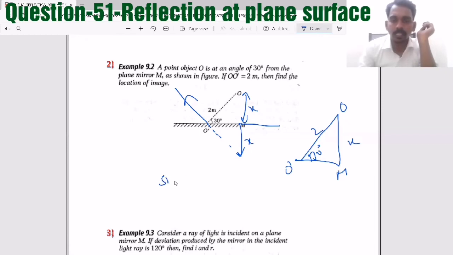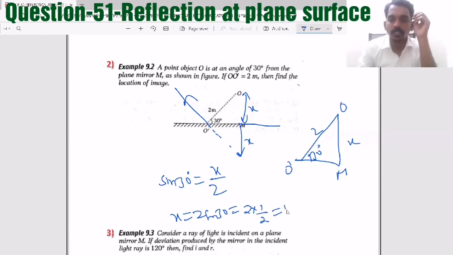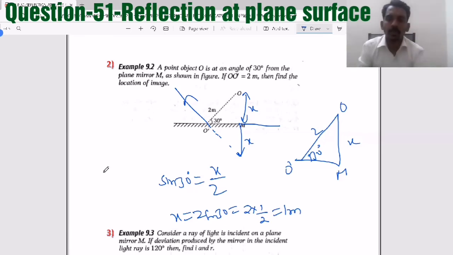Then if I take sine 30 degrees, that is opposite by hypotenuse. So x equals 2 sine 30, that is 2 into 1 by 2, that is 1 meter. That is the x value, nothing but the distance of the object from the mirror. So that is also the position of the image from the mirror. Our distance between object and image is 2 meters.